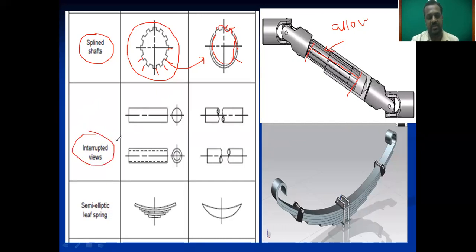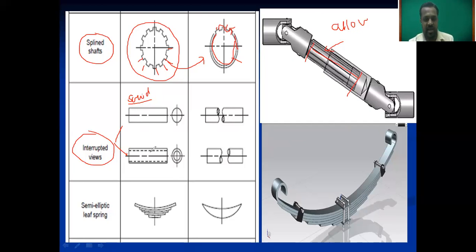Okay, see, this is the picture for the shafts. This is the solid shaft. Generally you observe this figure in the subject. This is the representation for the solid shaft. If you want to show a solid shaft, we can show it in this manner.